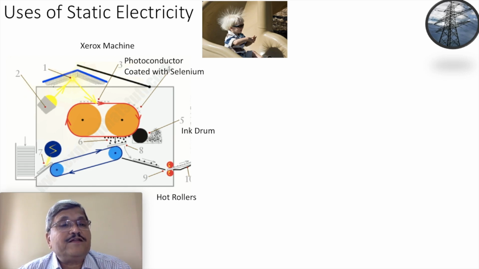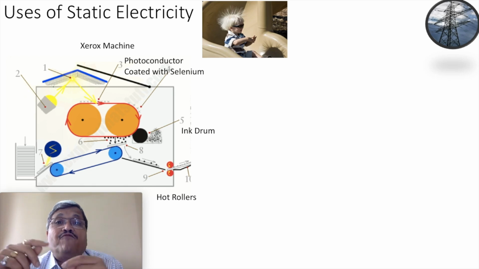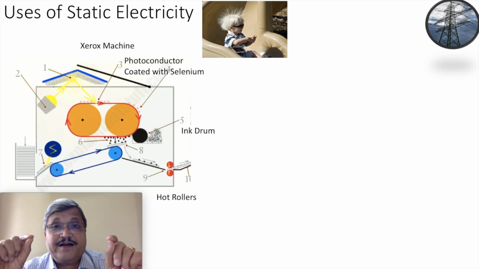Now what happens when the light is thrown on the book? Wherever letters are written, that portion will not reflect, but only the white portion will reflect. So a mix of white and black will fall on the conveyor, that is the selenium-coated conveyor. And this photoconductor, coated with selenium, carries the electrical shadow of the book. It is very interesting. It is an electrical shadow.